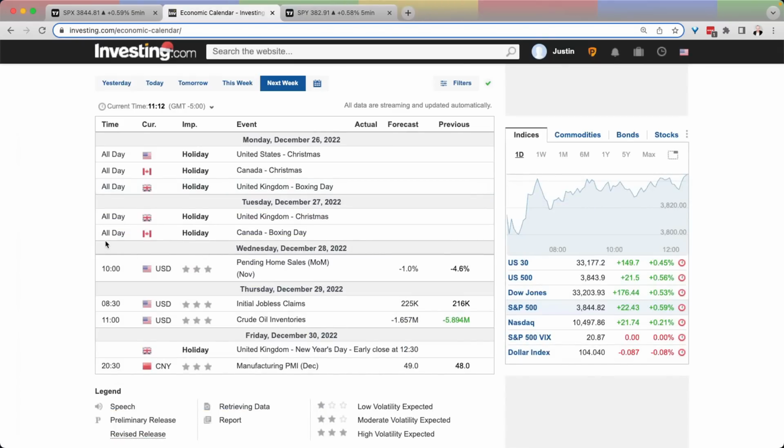We've talked about the bearish engulfing candle. There's very little happening this week for data. We got a holiday on Monday, and then we got initial jobless claims on Thursday. So it's really going to be price action that drives things this week.